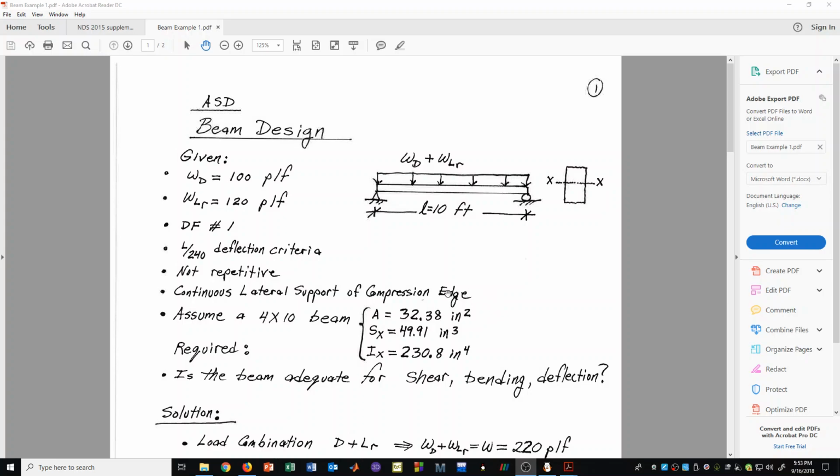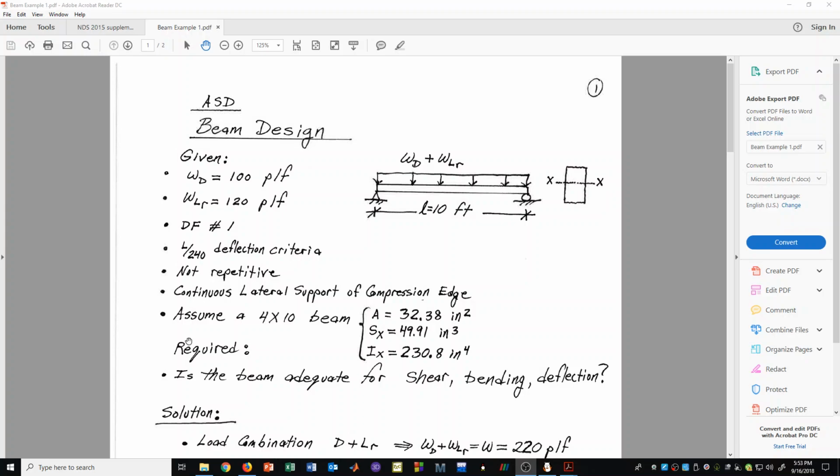This is going to be very common for a roof or a floor system, since the plywood on the roof or the plywood on a floor would be nailed into the top portion of this beam, which is the compression edge. Hence, that compression edge is not allowed to move laterally because the plywood would not allow it to move side to side and try to buckle. Hence, continuous lateral support is assumed to be provided in this problem.